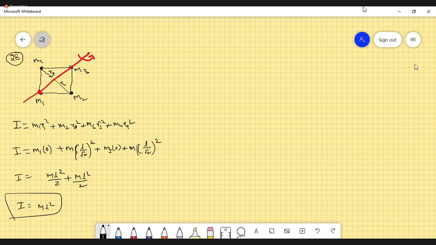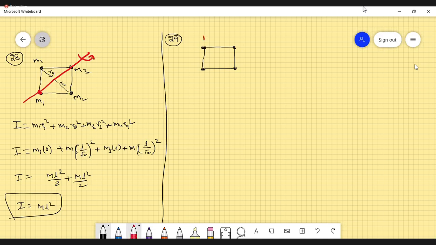Understood. Finished? Yes, sir. 29th one. Same in the other problem, they are asking about the side of the square.